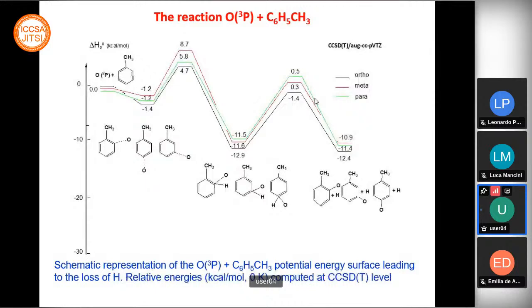The isomers where the attack of oxygen is in ortho, meta, and para, of course, can lead to hydrogen elimination. And also in this case, it is necessary to overcome an energy barrier higher than the reactants, and the preferred reaction seems to be the one where the oxygen is bound in the ortho site.